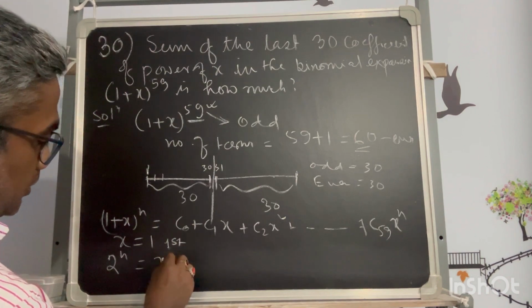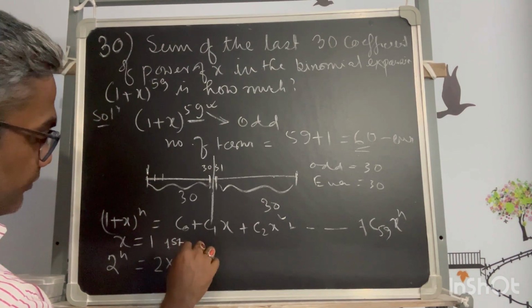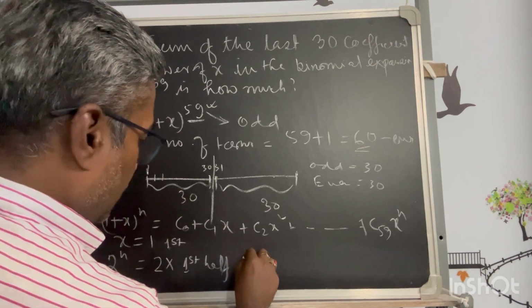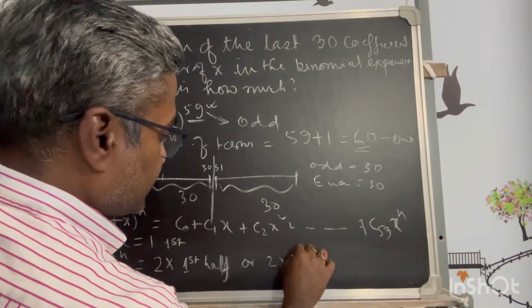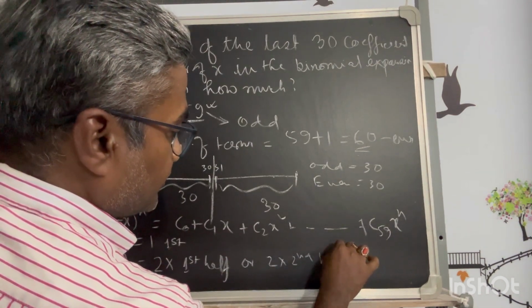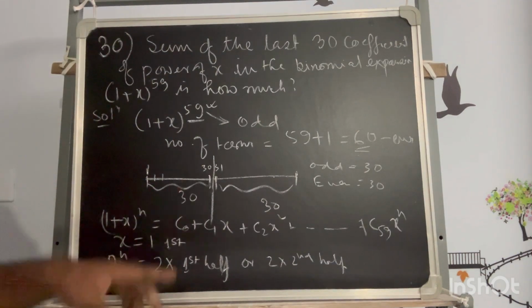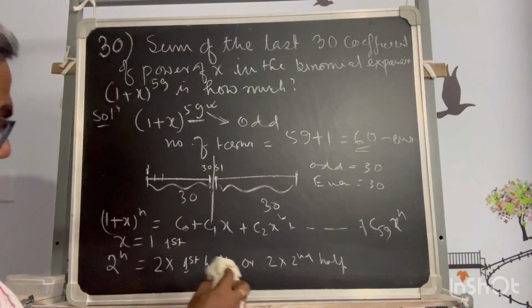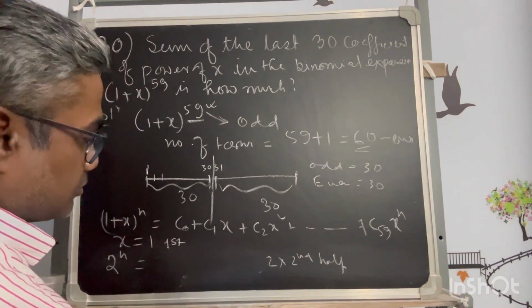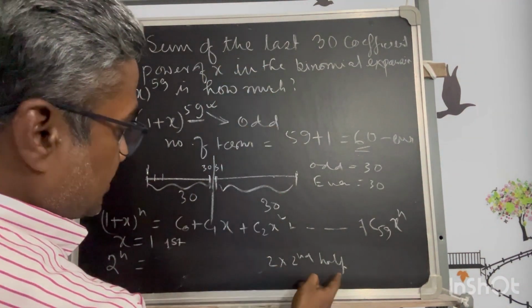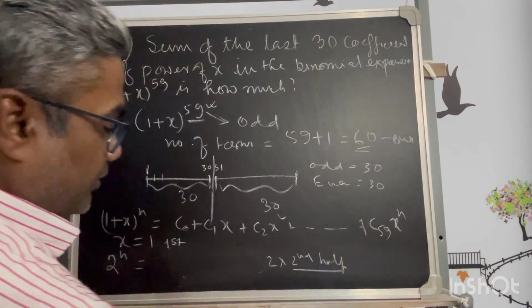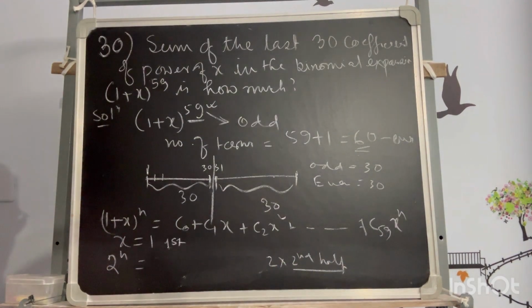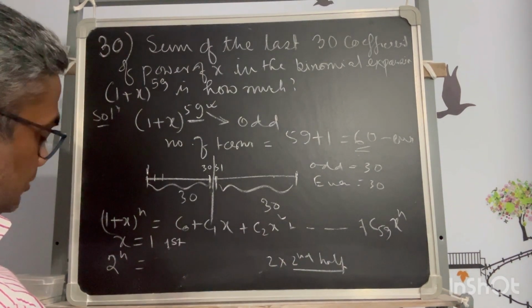we can say is 2 times the first half or 2 times the second half. So what you need is the sum of the last 30 coefficients. That is the second half, so 2 times the second half is equal to 2 to the power n. That is also the same thing.